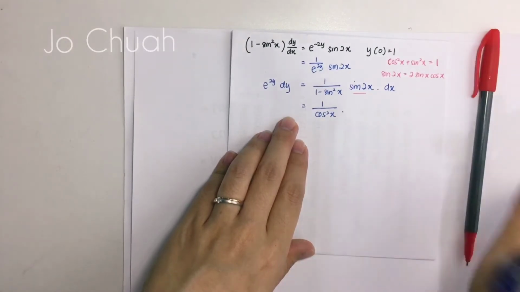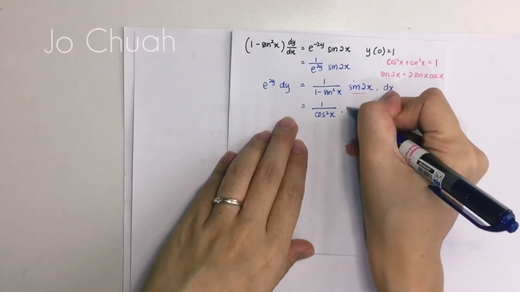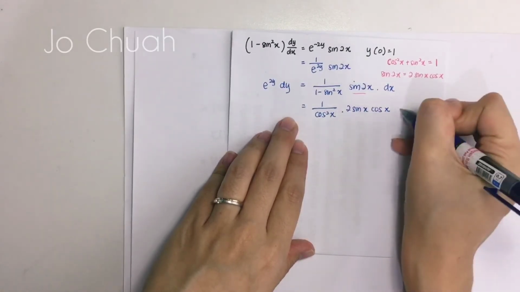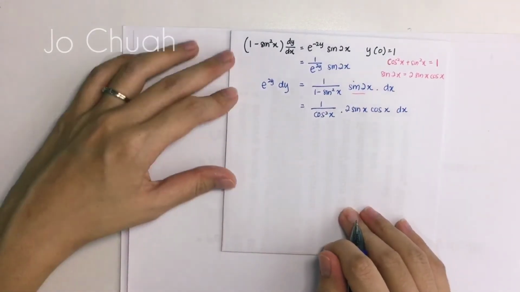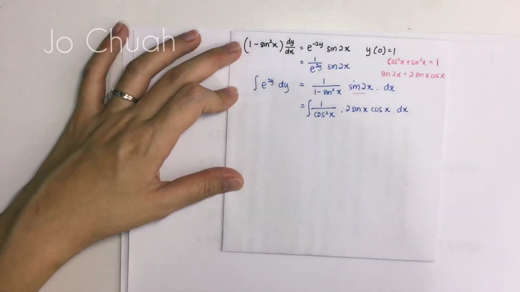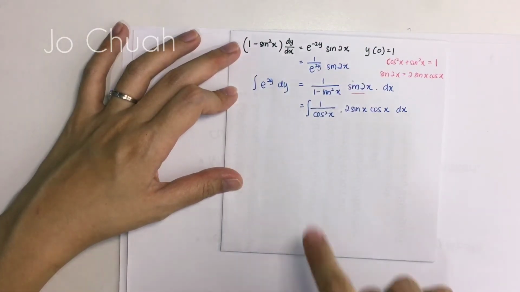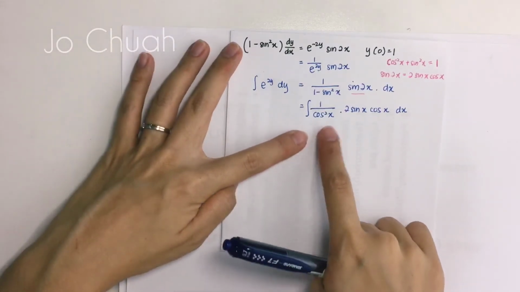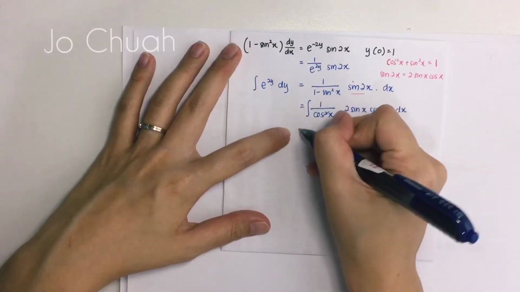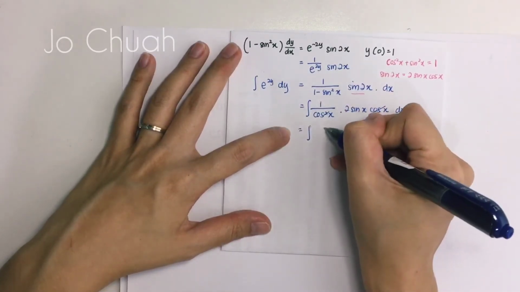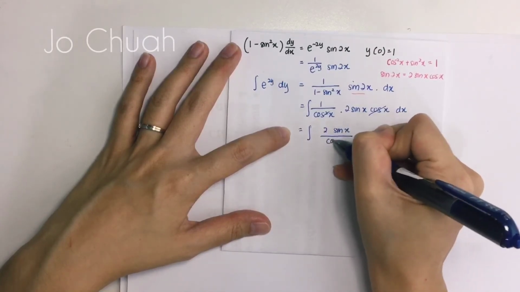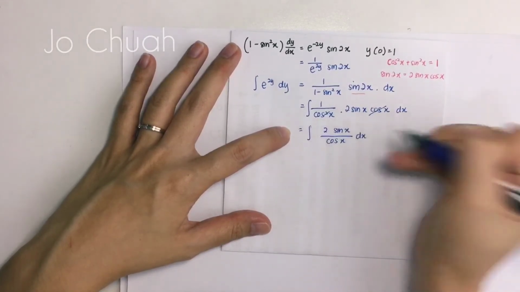Okay, so this one is 2 sine x cos x dx. So I'm just going to put an integral sign on both sides. Alright? Okay, so let's try this one first. So we can cancel out this one. What we're going to have is the integral of 2 sine x over cos x dx.